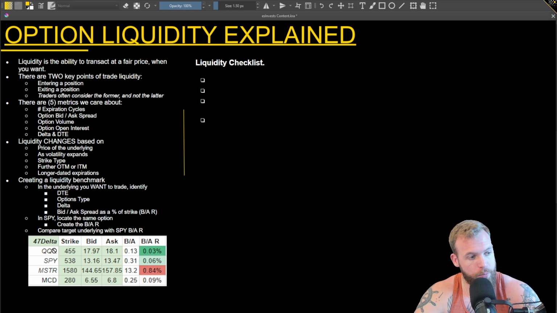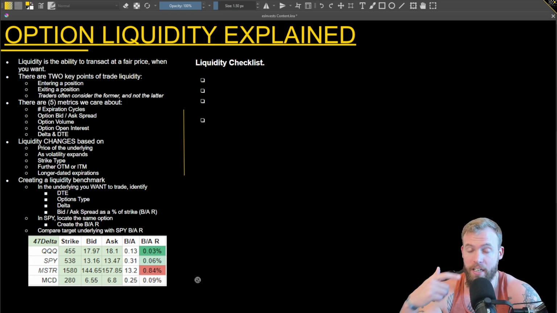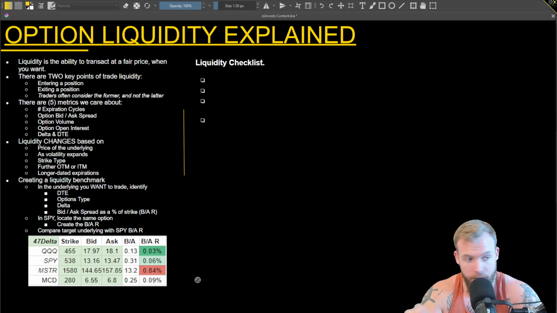So if I grab that same 47 delta, 49 DTE option, so that I'm comparing the same thing across the board, I grabbed QQQ, SPY, MSTR, and MCD for your reference. And for those that are in the Outlier Pro Patreon, I'll have a download for this just as a template, super simple to make. All you do is take the same strike to make sure you're comparing the same thing, take the bid-ask, make sure it's the same type of option. You figure out the bid-ask spread, and then you take a ratio of the bid-ask by the strike price. And this will help you understand what's liquid.